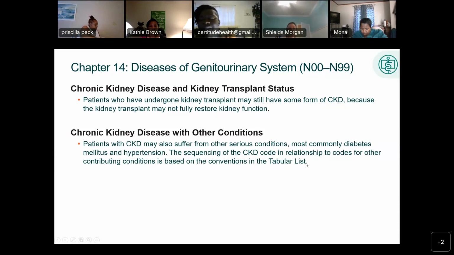So the tabular list and the guidelines always match and correlate together. So you would want to reference, if you have questions about CKD and how to sequence it with other conditions, then your target point or reference point should be chapter 9's guidelines. If it's hypertension or diabetes.